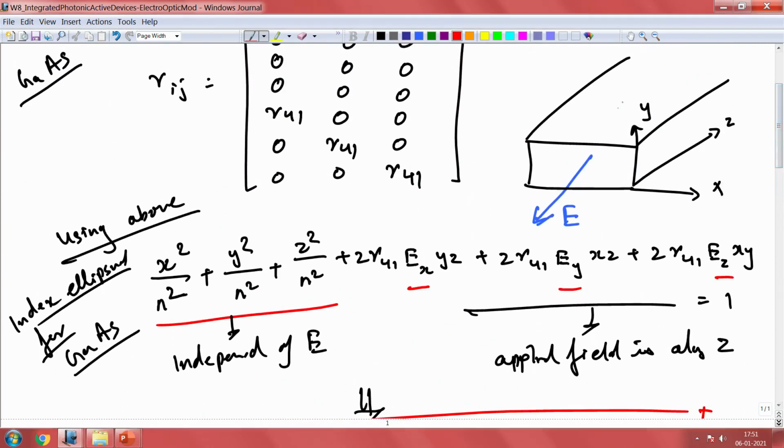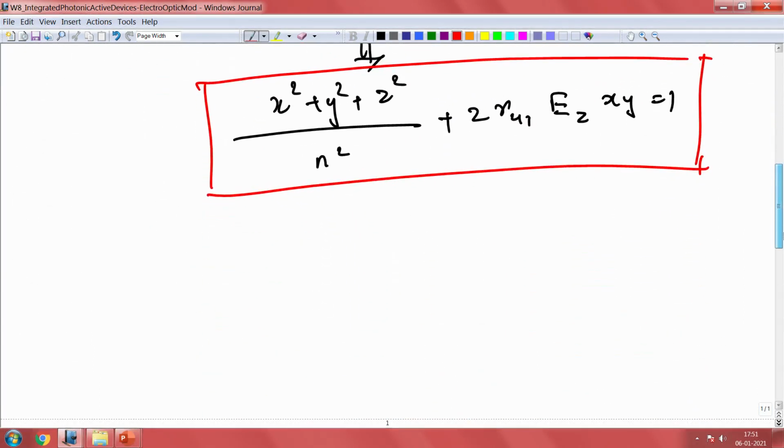Okay. So, we are propagating light along the z direction, but then your field is also along the z direction. Okay. So, this is your electric field. The applied electric field is along this direction. So, you can see here it has the cross term, the mixed term that is present. That means the presence of an electric field along the z direction is such that in the Cartesian coordinate system x, y and z are no longer the principal axes here.